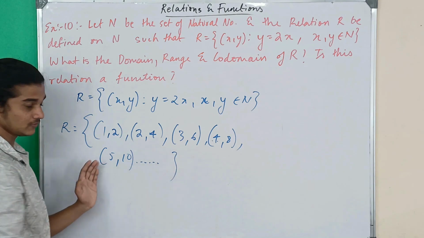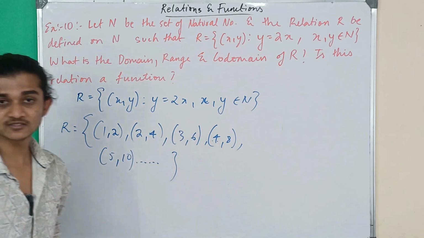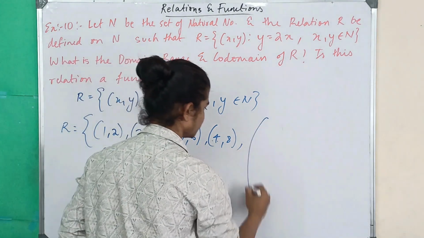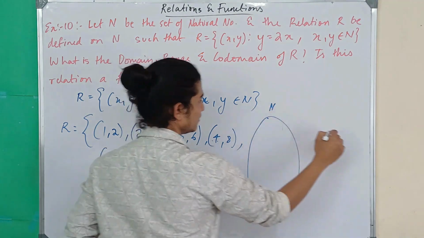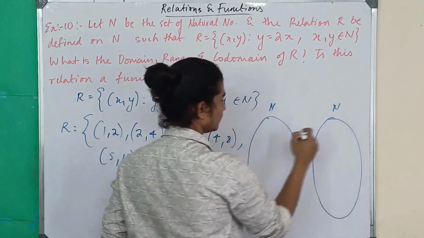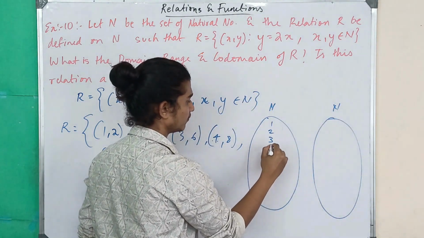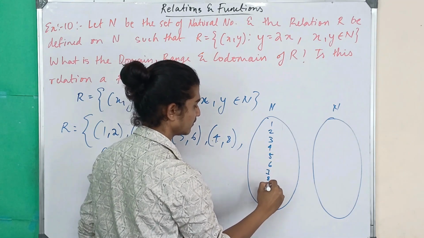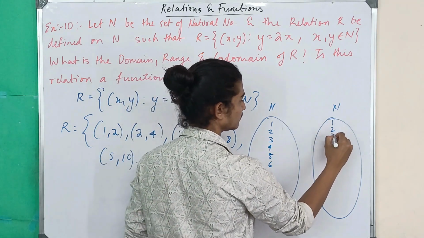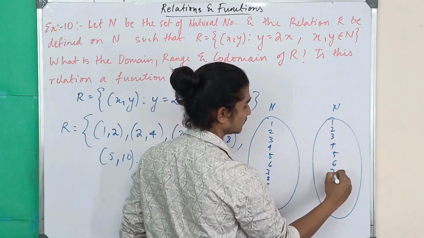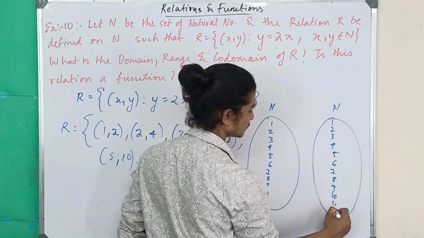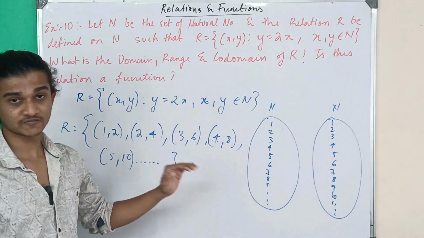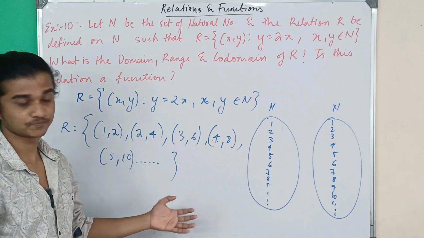So this is my relation. Let us try to represent this relation in an arrow diagram. This is our first set N, and this is our second set N. So we have 1, 2, 3, 4, 5, 6, 7, 8, 9, and so on. Here we have 1, 2, 3, 4, 5, 6, 7, 8, 9, 10, 11, and so on. Let us try to check whether this relation is a function or not.